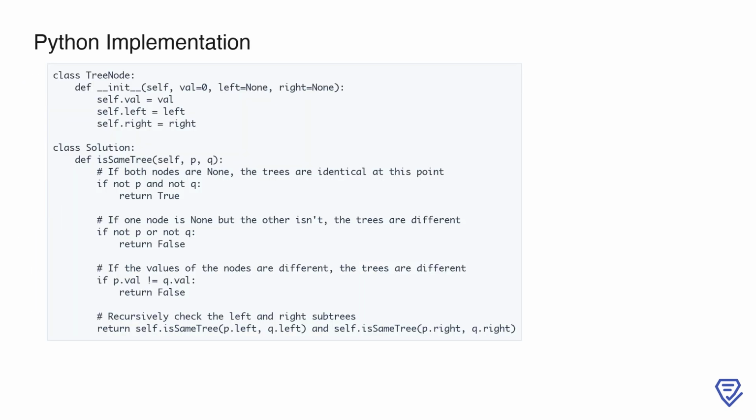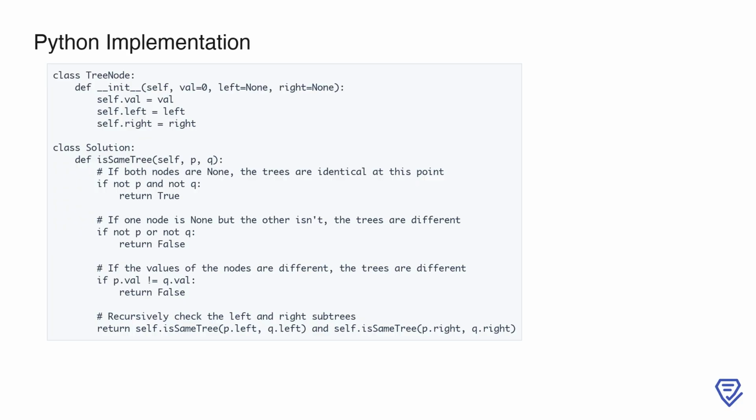This Python implementation solves LeetCode problem number 100, Same Tree, which determines if two binary trees are structurally identical and their corresponding nodes contain the same values. The TreeNode class is used to define the structure of a binary tree node. It has three attributes: val for the node's value, and left and right pointers for the left and right child nodes, respectively. This is the standard representation for binary trees in LeetCode.